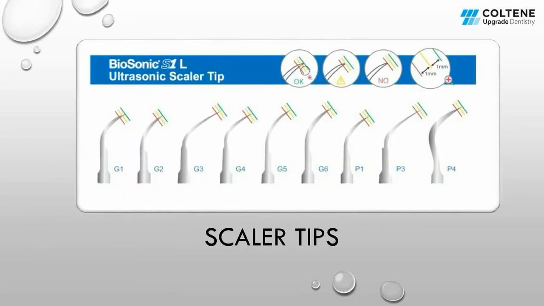So these are the tips that are provided with Biosonic S1L. You can see that there are three lines, a green, yellow and red. This depicts the wear and tear of the tip. I'll be describing this in more detail in the subsequent slides. But as of now, you can see that there are certain indications: green is okay, and there is a triangular yellow warning sign when it wears off 1 millimeter further than the green line. And when it comes to the red line, we should completely discard it.